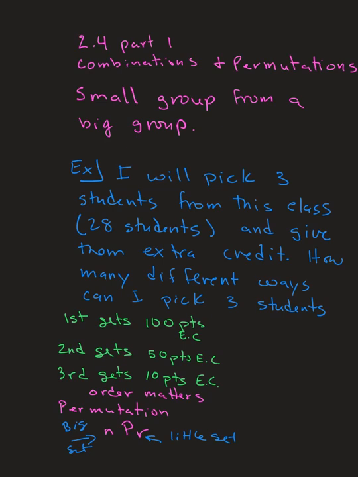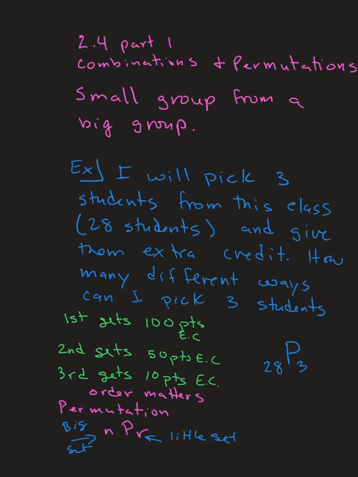So if I have 28 students and I am going to pick 3 of them to get extra credit, and the first one gets 100 points, second one gets 50 points, and the third one gets 10 points, then I am going to use P. The big set is the big number of students, which is 28. So there is 28 students to pick from, and I am going to pick, how big is the little set? 3. I'm picking 3. So 28P3 is going to tell me how many different ways there are to pick 3 students where order matters, where one person gets 100, the second person gets 50 points, and the third person gets 10 points.